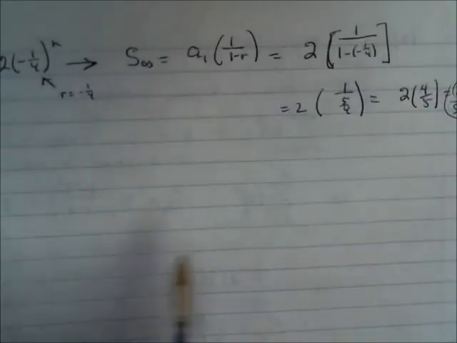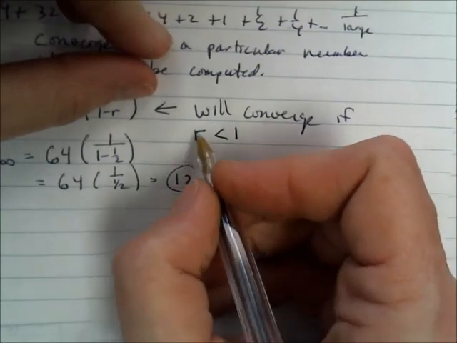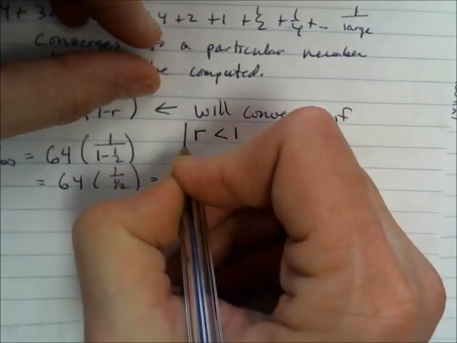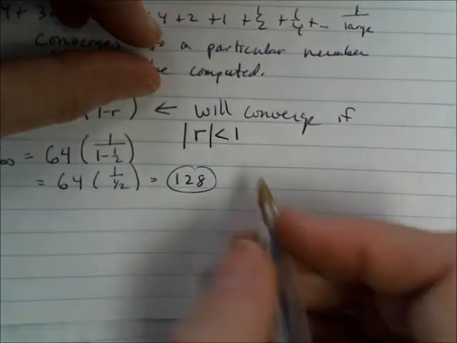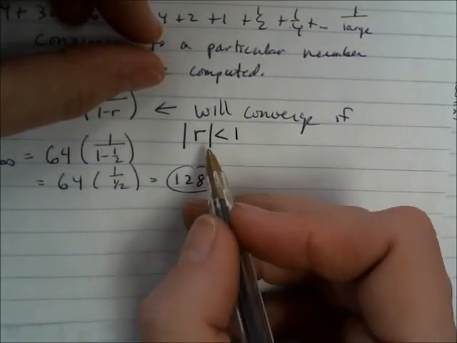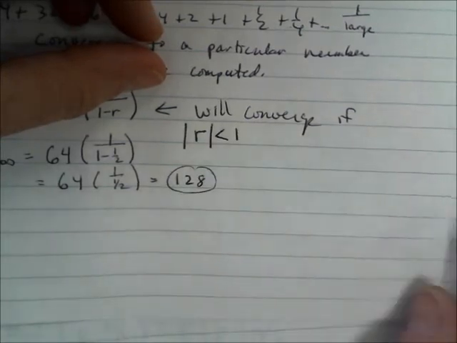On the other page, you need to update this. I said this will converge if r is less than 1. You should put in the absolute value of r, because if r is like -2 or -3, it's going to diverge. So this has got to be something between -1 and +1.